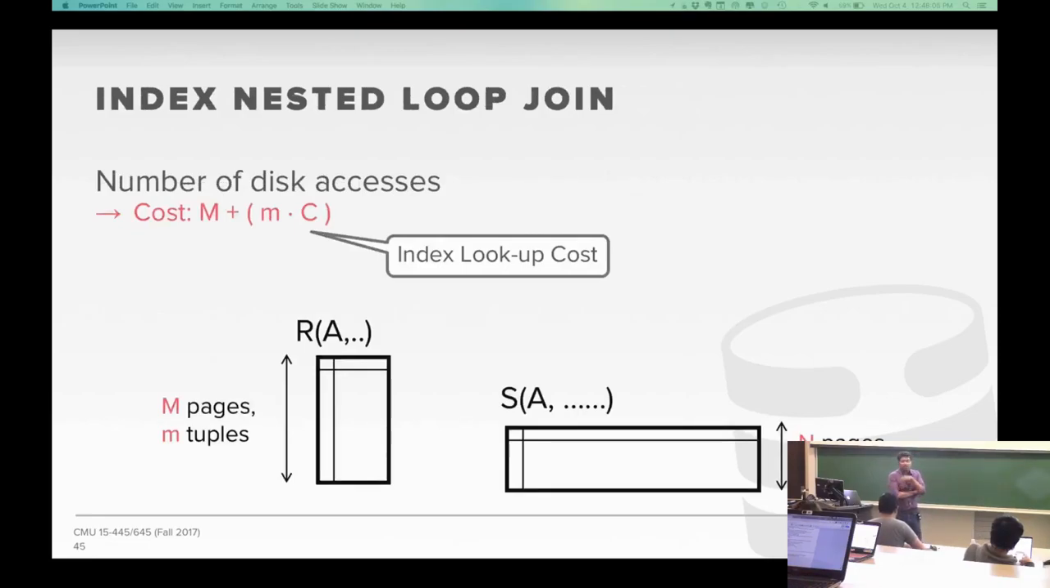Oh, okay, I will repeat it. So why is this cost M, capital M plus small m into C? So C is basically just the index lookup cost. So it's basically log N, capital N. Okay, N is the number of pages in the inner table. So for each tuple in the outer table, which is M, you are doing an index lookup. So that's C.